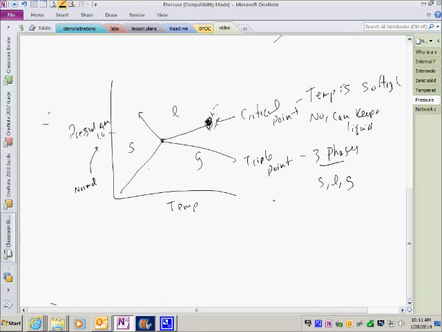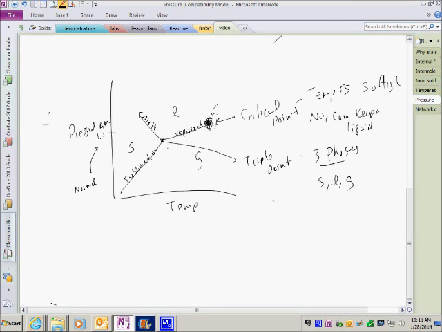Other than that, you should note that this line here, whenever we give, let's say, a 1 atmosphere pressure, if you want to find the melting point, this is referred to as the melting line. This is the boiling line or the vaporization line. And this is the sublimation line.